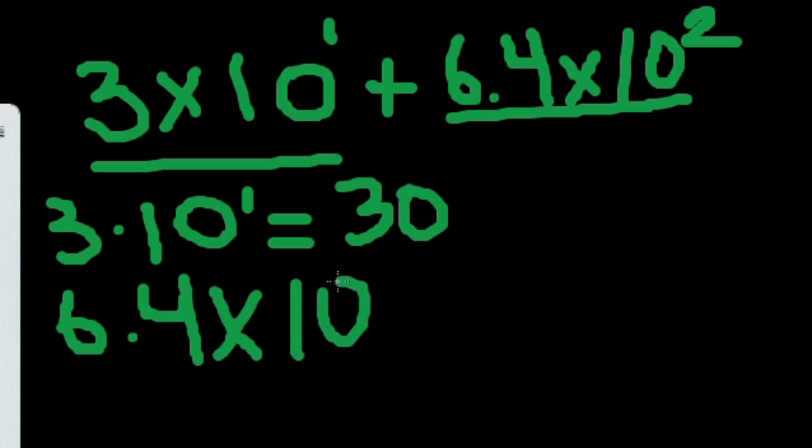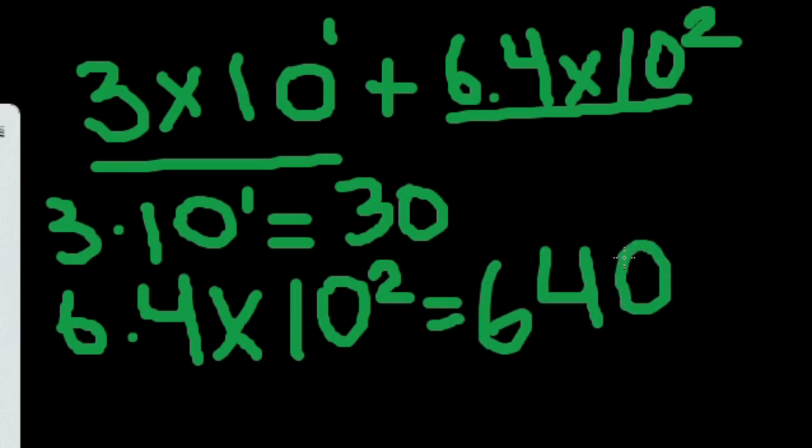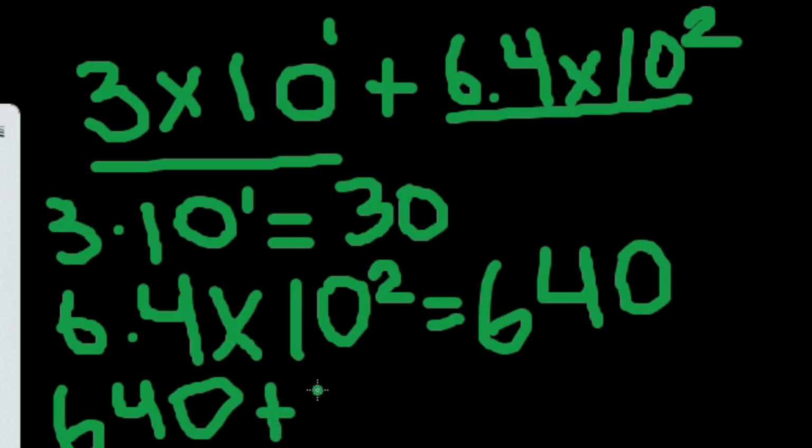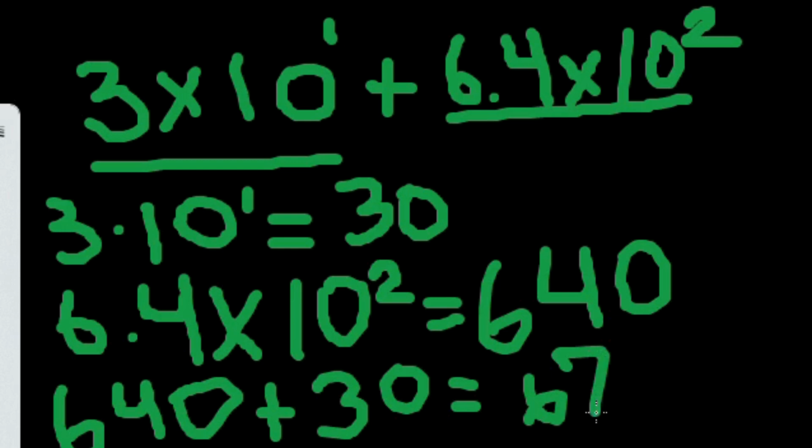First, what you want to do is solve 3 times 10 to the power of 1. So, let's try it and see what we get. 3 times 10 to the power of 1 is 30. Now that we have this answer, let's solve 6.4 times 10 to the second power. The answer to 6.4 times 10 to the second power is 640.